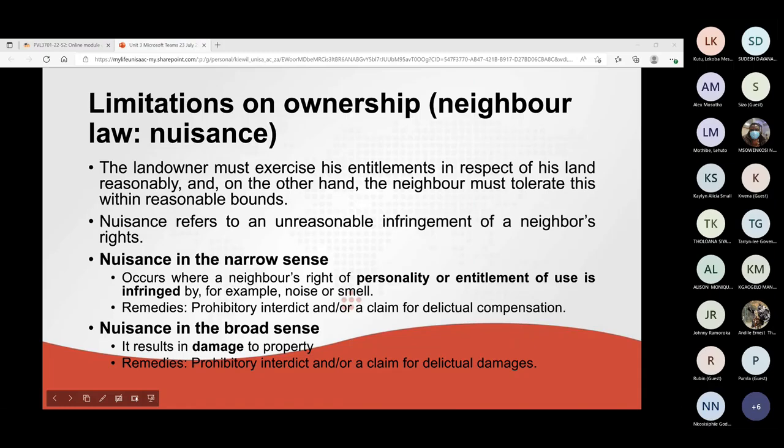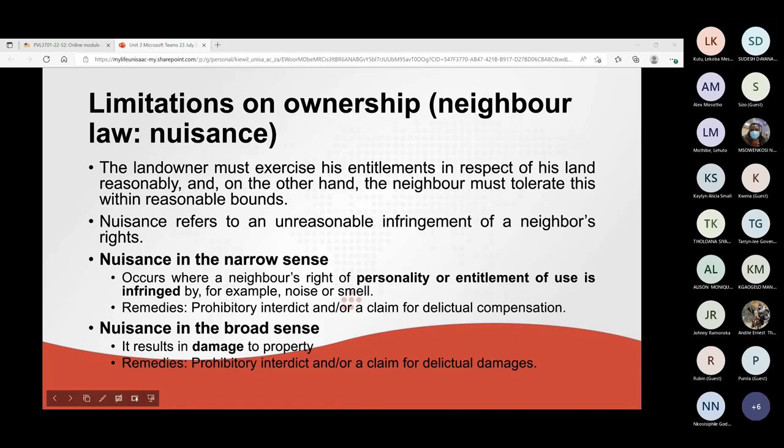Now, what is nuisance? Before we move on to the two categories of nuisance, nuisance refers to an unreasonable infringement of a neighbor's right. For example, nuisance in the narrow sense will occur where a neighbor's right of personality is infringed, for example, if you emit poisonous or smelly gases on your property, or if you are a very loud person making noise with a lot of music on your property, that can then infringe your neighbor's right of personality.